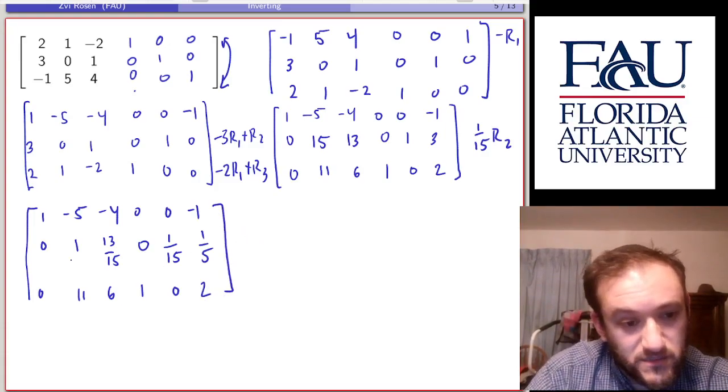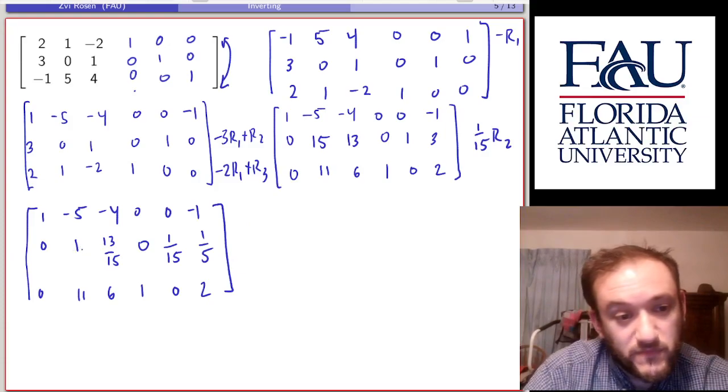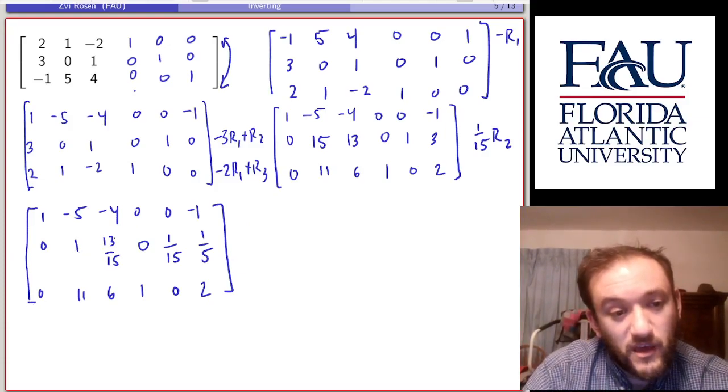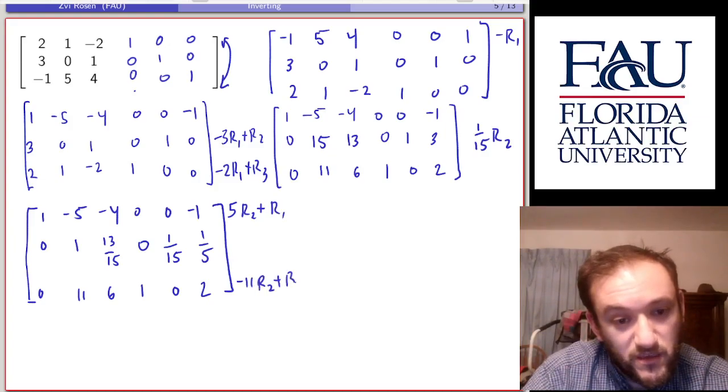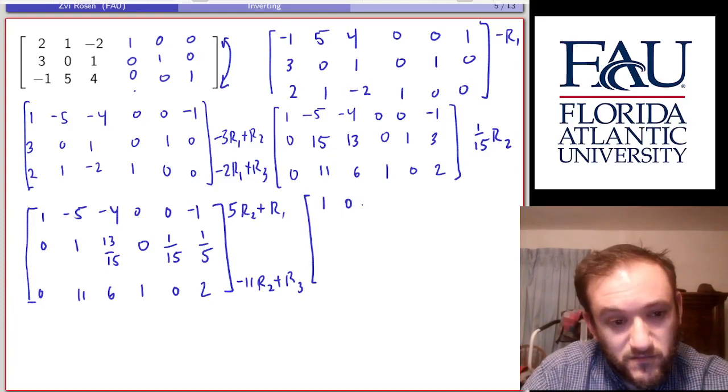Okay, and now we want to eliminate entries above and below the leading 1. So we get 5 row 2 plus row 1 and minus 11 row 2 plus row 3. Okay, and that gives us 1, 0, 13/3, -4, 0, 1/3, and 0, 1/3, and 0.